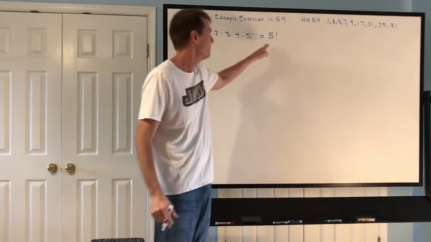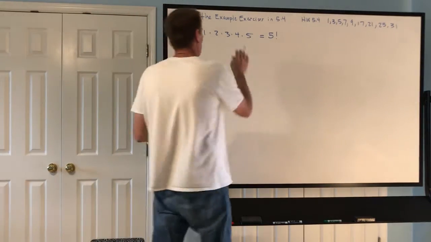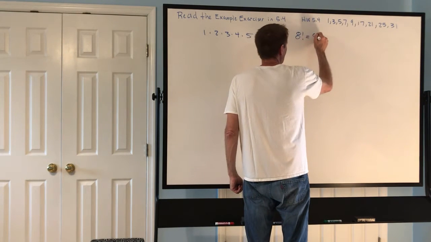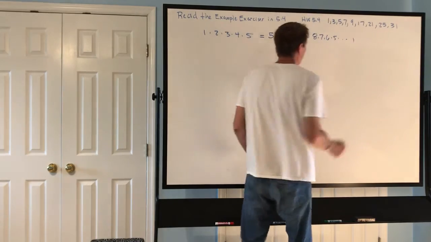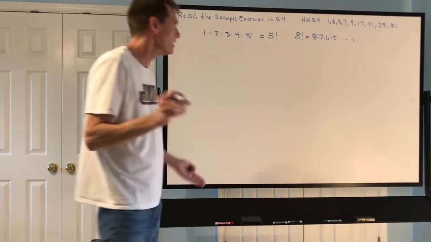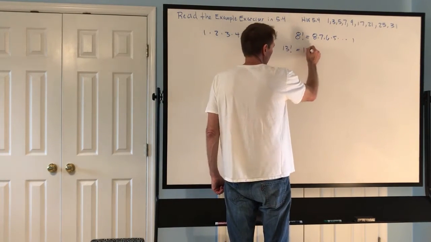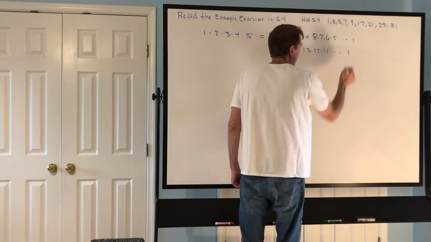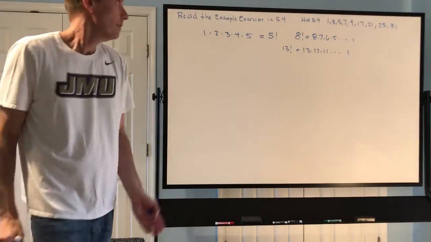5 factorial just means 5 times 4 times 3 times 2 times 1. Or for example, 8 factorial would mean 8 times 7 times 6, down to 1. So that's the first thing that we've got to remember. You give me any number and you say factorial, it's a notation for taking all the natural numbers before it and multiplying them all together.